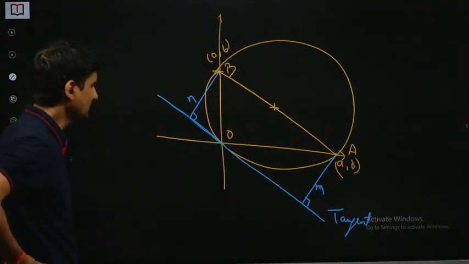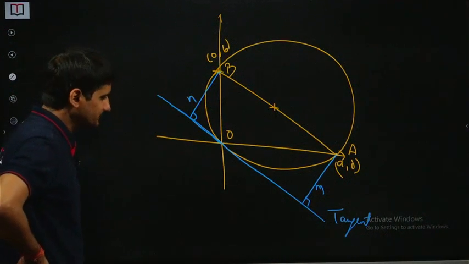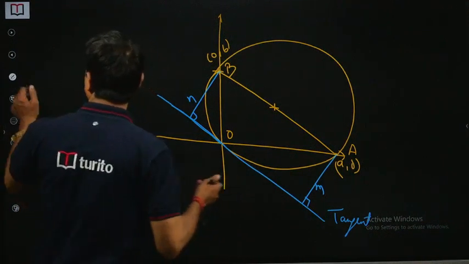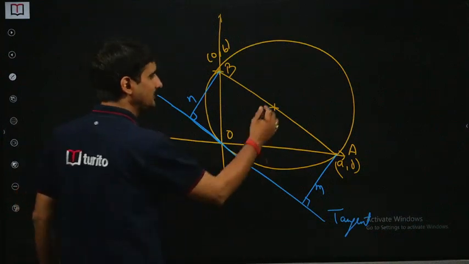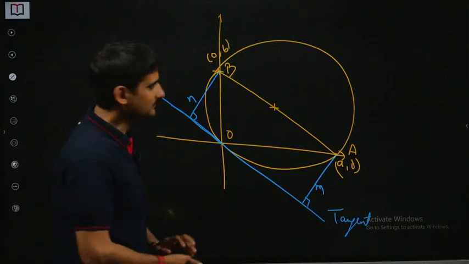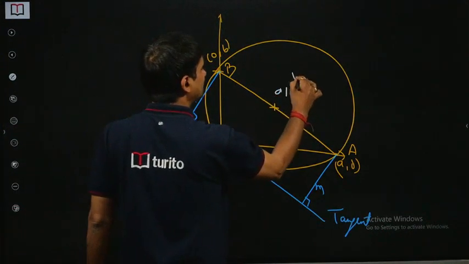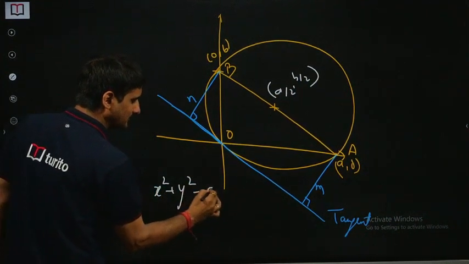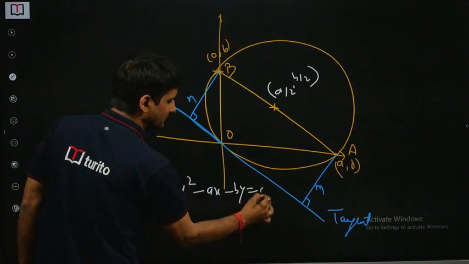Okay, fine. See, we can think something else also. Otherwise, what I thought initially, let's use it. So, equation of the circle: it passes through origin (0, 0) and the center is (a/2, b/2). So it's x square plus y square minus ax minus by equal to 0, isn't that?